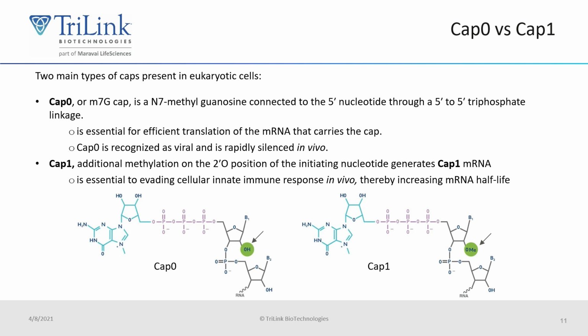And that is what designates it as a cap0 structure. This N7-methyl-G-cap structure is essential for efficient translation of the RNA to express a protein.